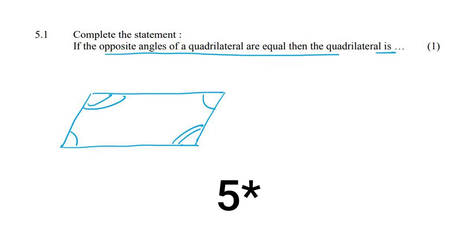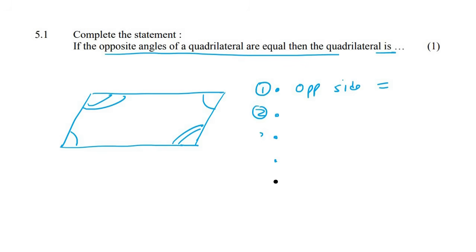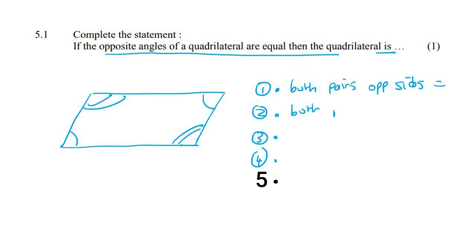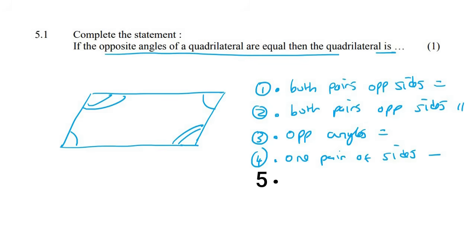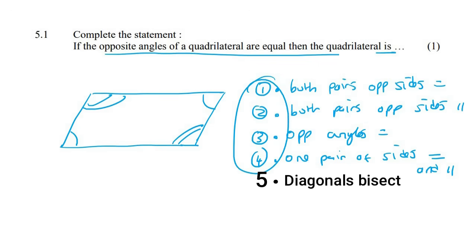We know that there are four ways to prove that something is a parallelogram. Either you can prove that both pairs of opposite sides are equal, or you could use both pairs of opposite sides parallel. You could say opposite angles are equal. Or you could say one pair of sides equal and parallel. Those are the four ways to prove that something is a parallelogram, but you don't have to prove all four of them. You only have to prove one.